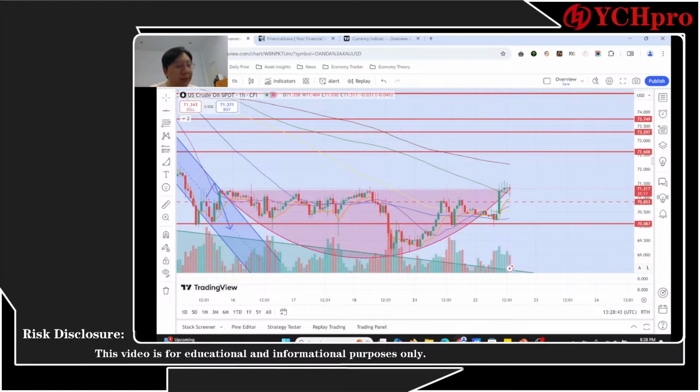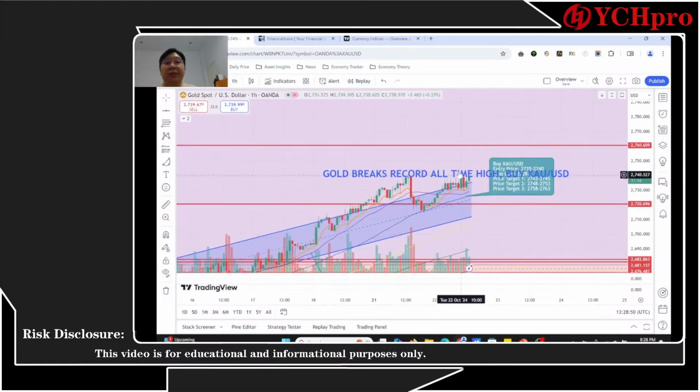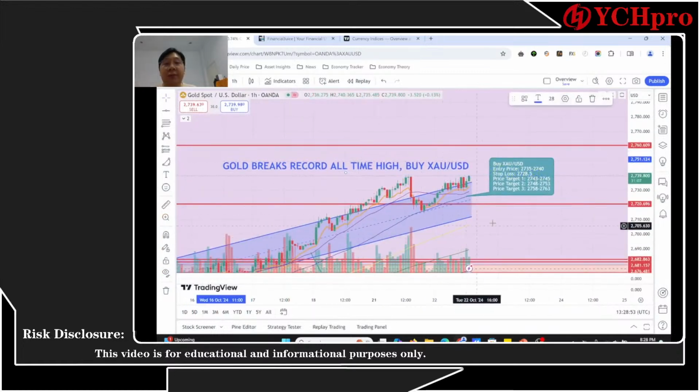So for now, I'll be much more focused on this oil side, and we have actually been trading on the gold side as well, pretty much on track with what we have been looking at. We are buying gold.